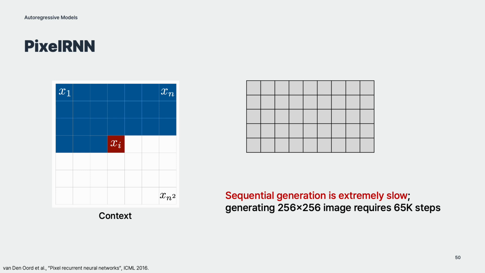However, this approach is extremely slow. For 256 by 256 images, it requires 65K steps to generate. And if we add more channels or increase the resolution, it becomes even slower.